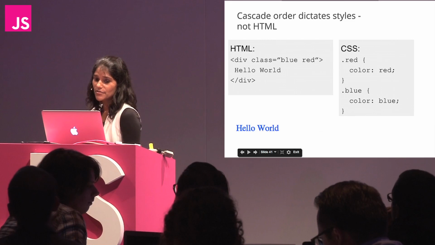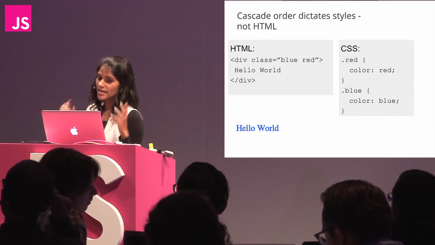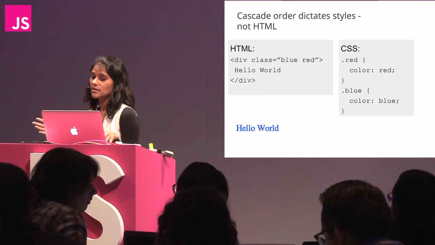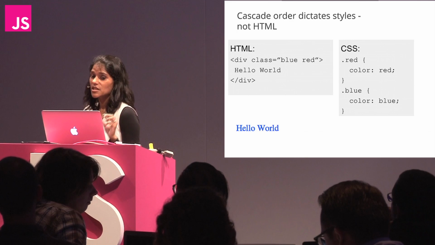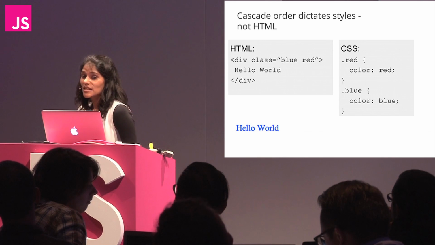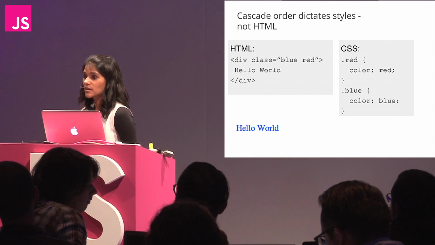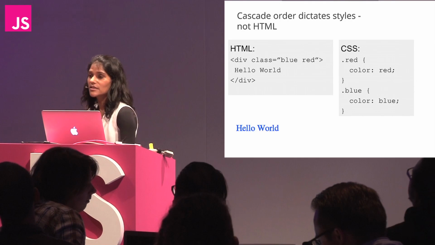So let's say I have a text, hello world, wrapped in a div, and it has two classes, blue and red, with the colors blue and red. The color of this text is going to be blue. And the reason for this is that it is the cascade order that dictates styles and not HTML. I continue to see developers be confused by this because this is not intuitive.